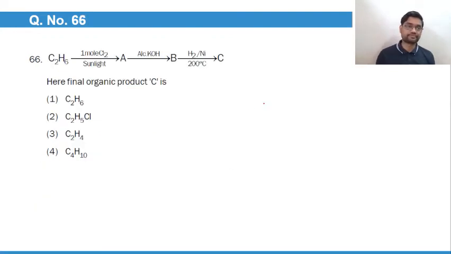Question 66: C2H6 is chlorinated and gives A, which is C2H5Cl, chloroethane. Chloroethane with alcoholic KOH gives C2H4, that is ethene. Ethene on hydrogenation gives again an alkane. So from where you started, you ended up at that particular point. So for 66, option number 1 is the best answer.